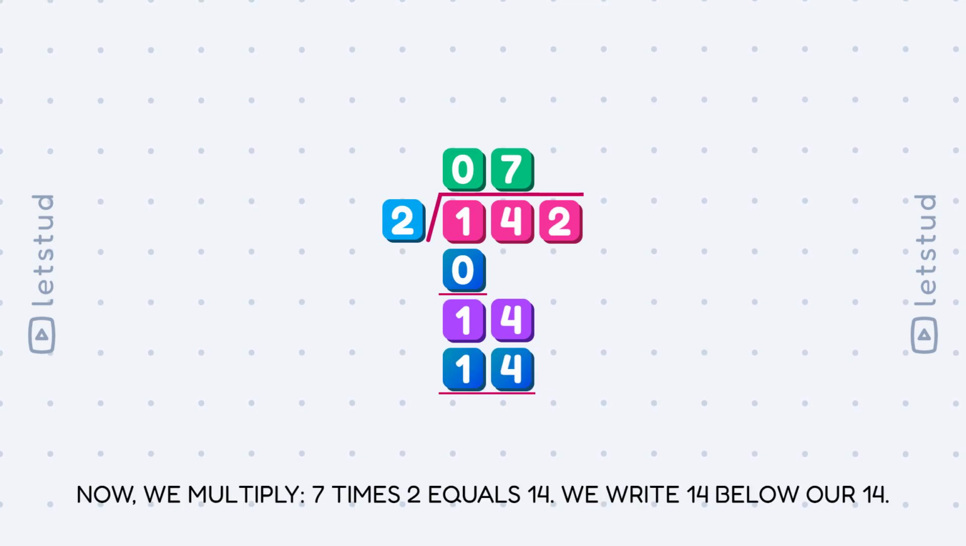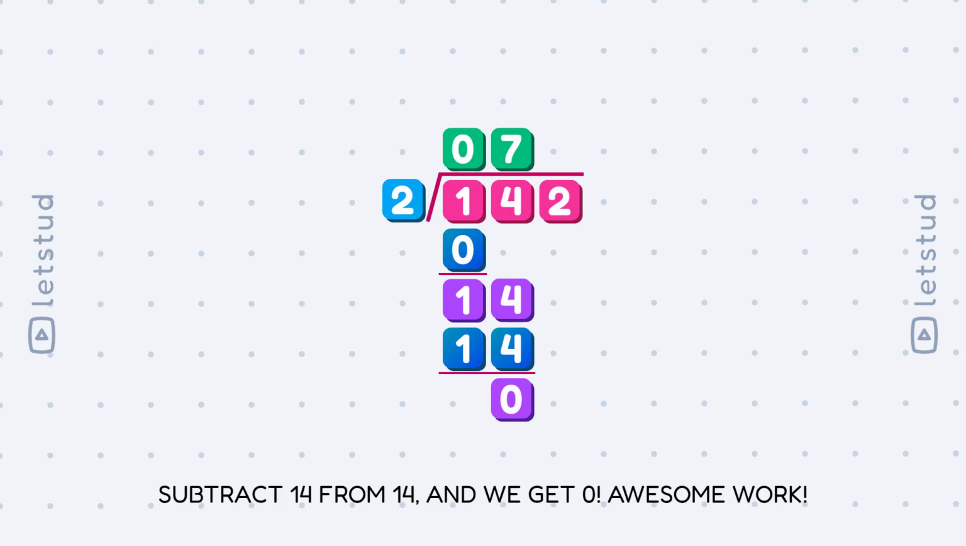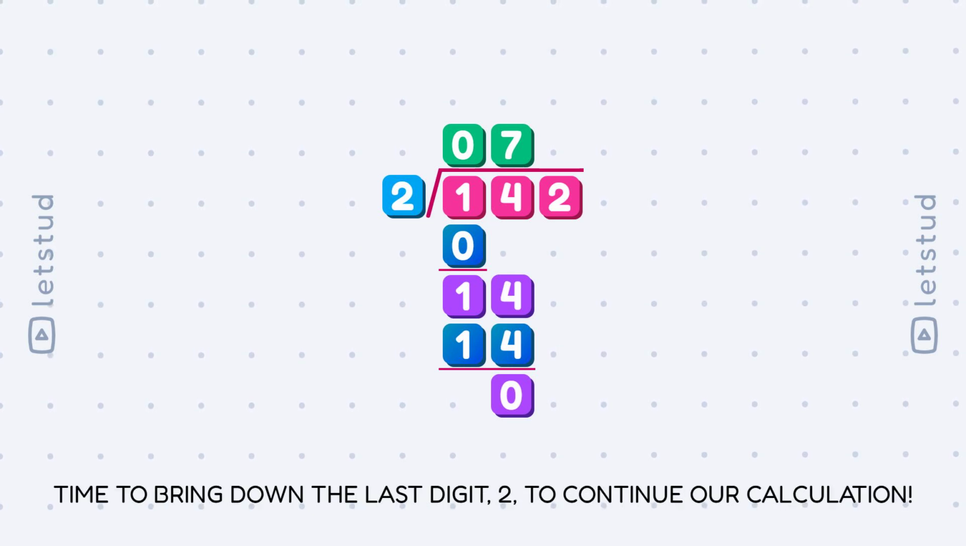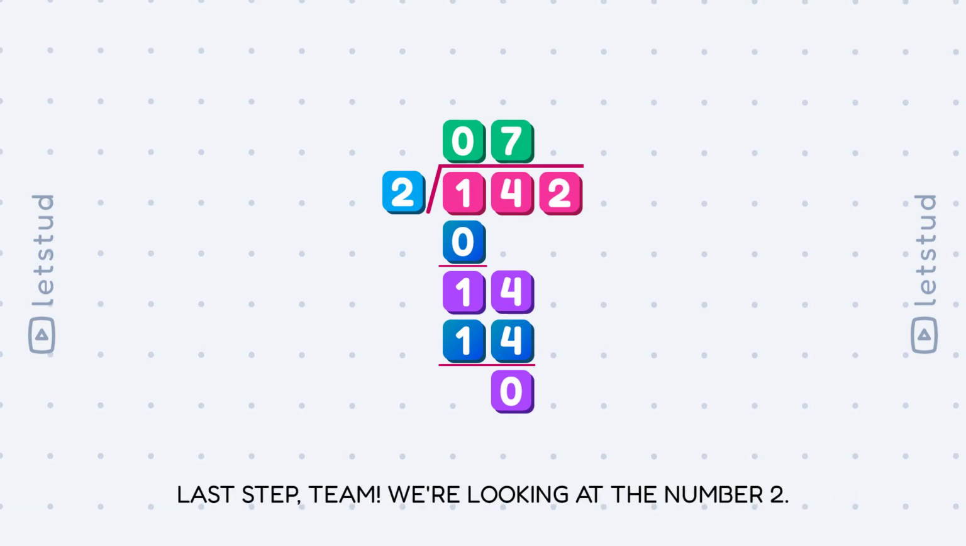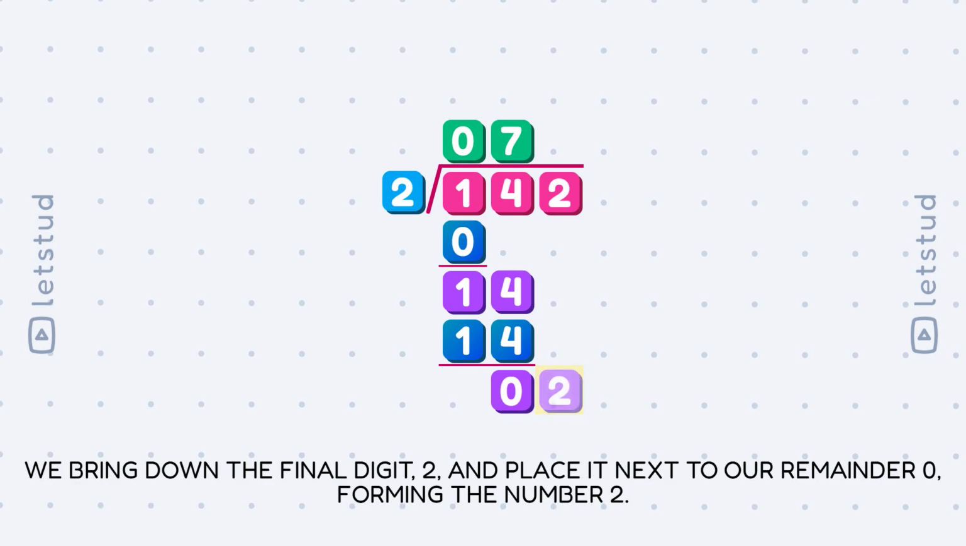Now we multiply. 7 times 2 equals 14. We write 14 below our 14. Subtract 14 from 14 and we get 0. Awesome work. Time to bring down the last digit, 2, to continue our calculation. Last step, team, we're looking at the number 2. We bring down the final digit, 2, and place it next to our remainder 0, forming the number 2.